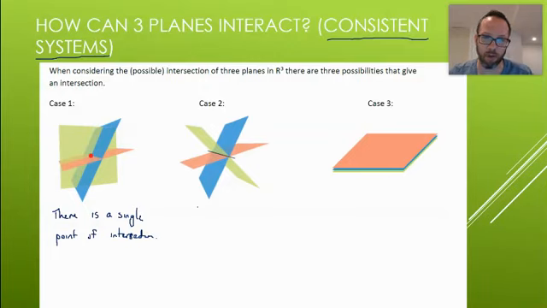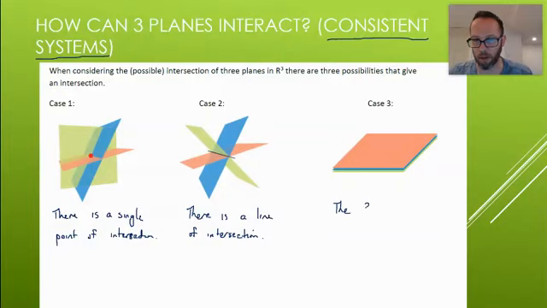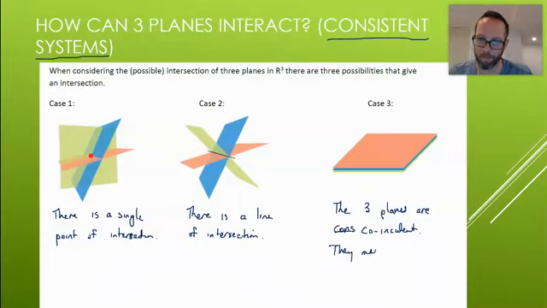Case two, you can see if they're arranged that way, there is a line of intersection. So it is possible for three planes to be oriented in some way that they meet at a line, and I think that visual does a good job of showing that. And in the third case is when the three planes are coincident planes. They meet everywhere. So that's kind of the uninteresting case. These two are interesting though.